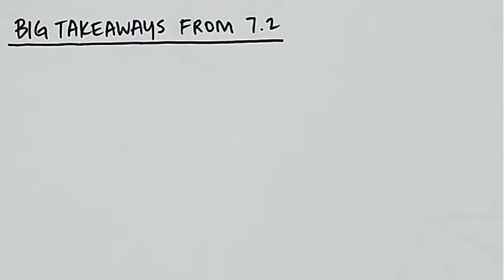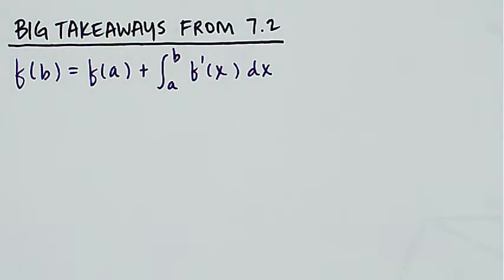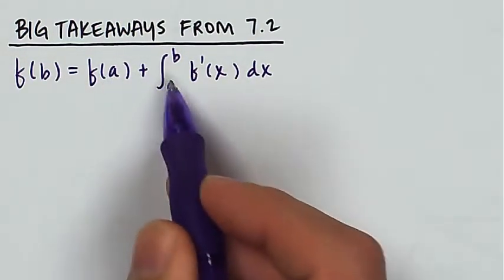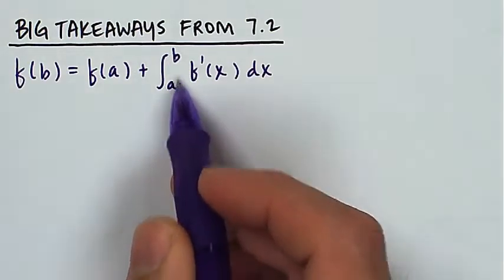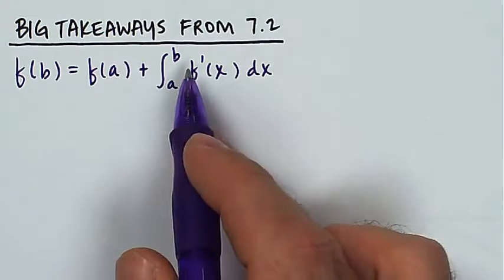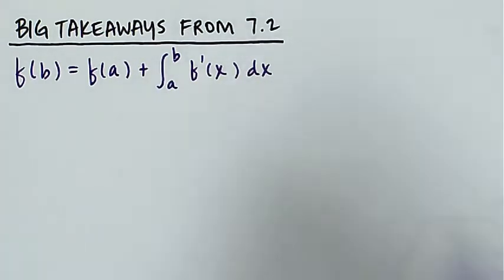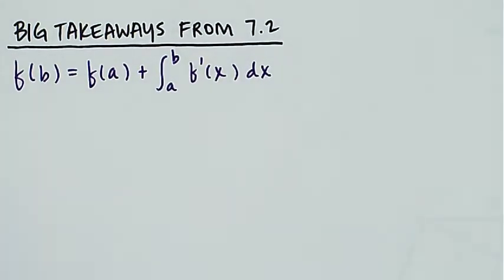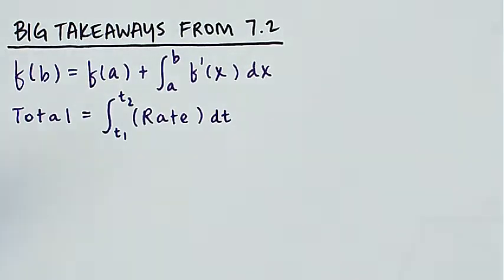And just to remind you, the big things that we learned from last time was that we can find an ending value of a function by starting with the starting value and adding in the accumulation of some sort of rate of change, right? That f of b is f of a plus the integral from a to b of f prime of x dx. We also learned that if we're given some sort of rate function, some rate of change, we can find the total by integrating that rate. Those are the two big things from last time.